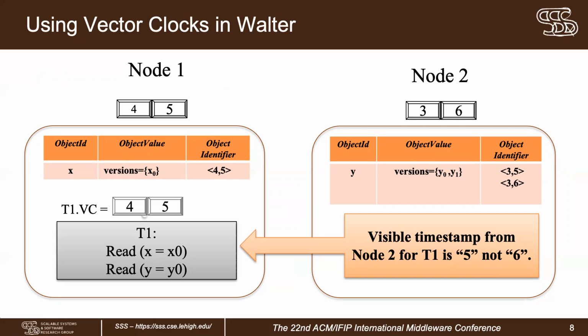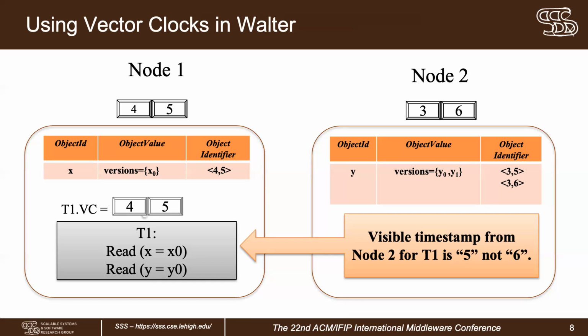Suppose we have object X and object Y. For each object, we can have a set of versions, and each version of the object is also associated with a vector clock that comes from the vector clock of the transaction that committed, that updated or created that version of the object. If one transaction T1 starts here on node N1, it assigns the vector clock of node 1, meaning 4, 5, here to its own vector clock.